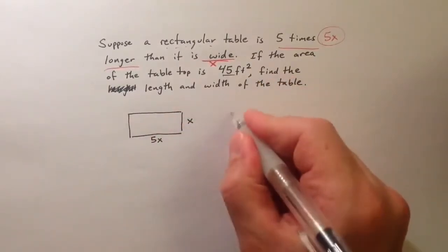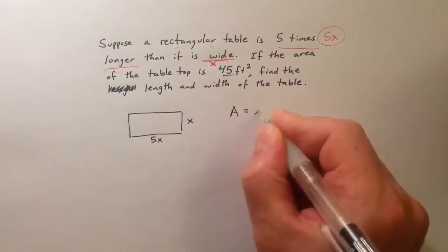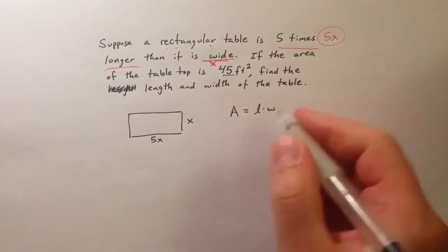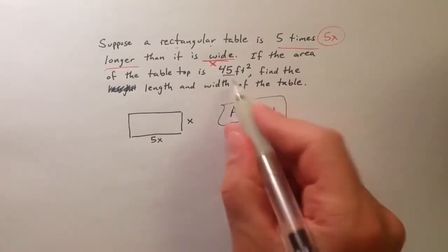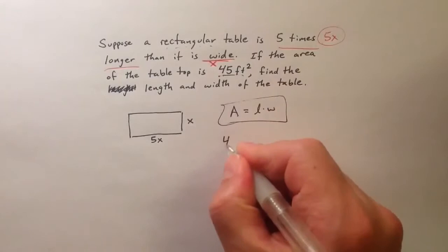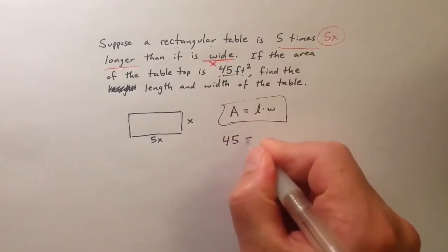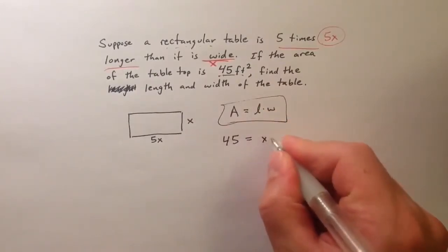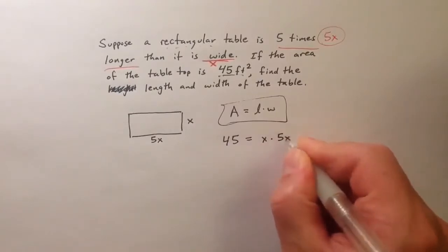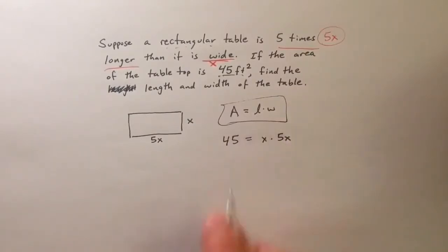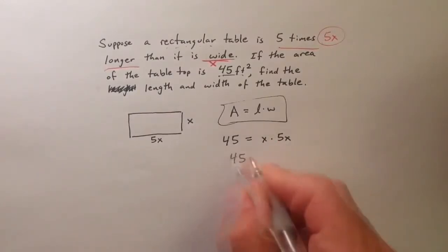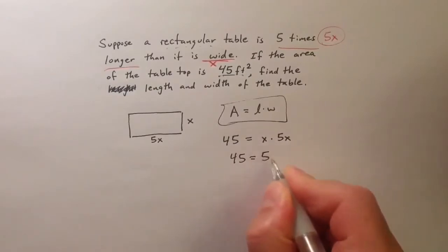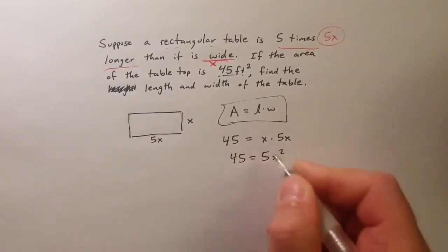And now I know that the area of a rectangle equals the length times the width. So with that geometric formula, I can say the area, which we know is 45 feet squared, has to equal x times 5x, the width times the length, or the length times the width. The order doesn't really matter too much. So now what I can do is simplify this a little bit. X times 5x is 5x squared.